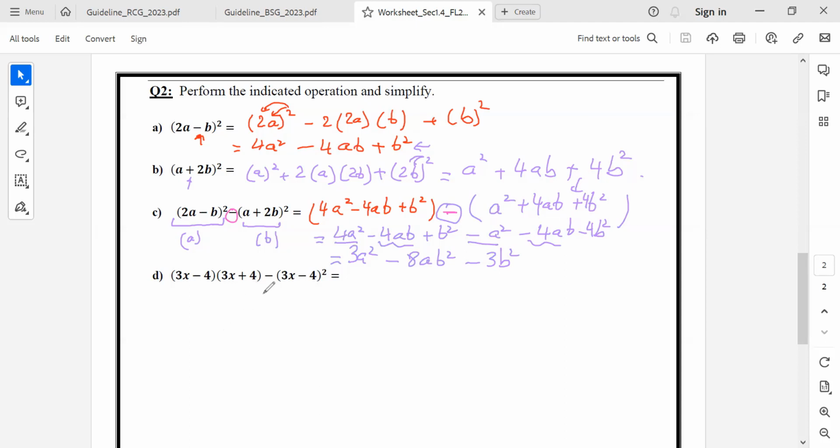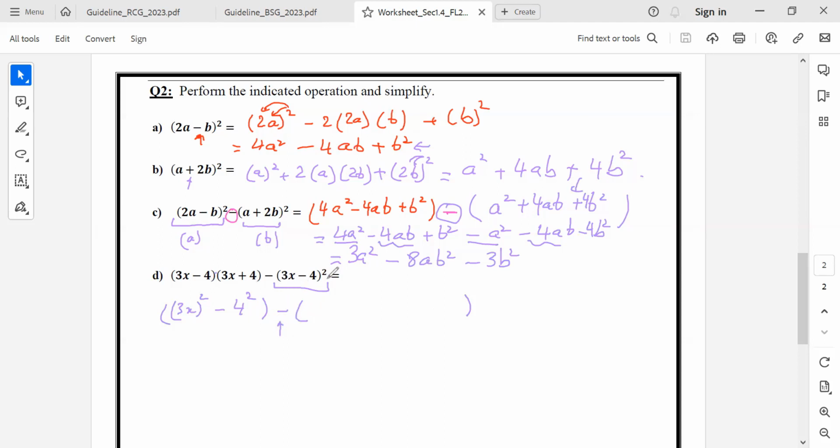Question D, the same idea. For the first term, we have to multiply. This is a special product of conjugates, so we have a formula. We keep the parentheses. We get 3x whole squared minus 4 squared, minus, and then we calculate this term, keeping the parentheses. Okay, now we calculate the square, but we keep the parentheses because we have a minus sign here.